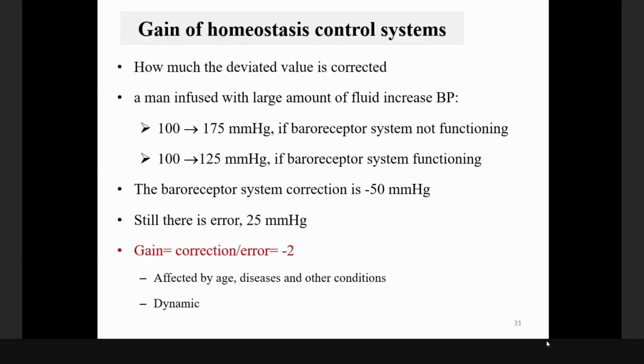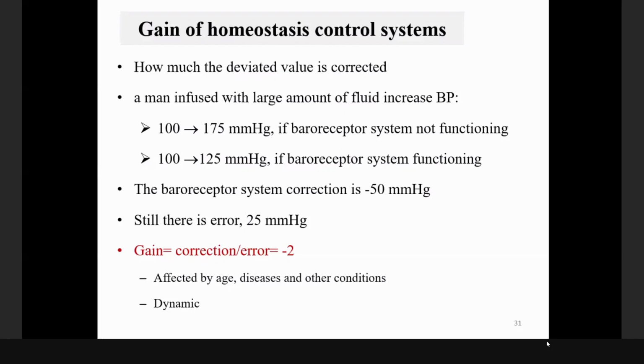Smaller. But still there is error. Okay? So the baroreceptor system corrects by 50. Minus shows reduction. So still there is an error of 25 millimeters of mercury. So gain of homeostasis is correction divided by error. Okay, and you should know that our gain of homeostasis is affected by age.